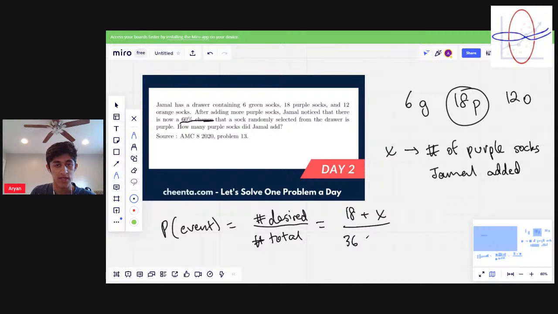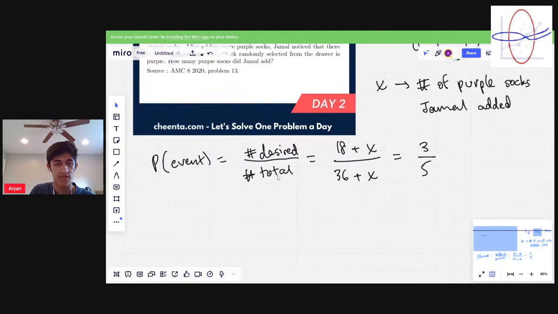But now it says that, again, he added some amount of purple socks, which we're calling X. So (18 plus X) divided by (36 plus X) basically represents the probability that he picked a purple sock from the drawer. And now we know that this is equal to 60%, and 60% as a fraction, we just write as 3/5. So now we really just have to solve this equation, which isn't too bad.